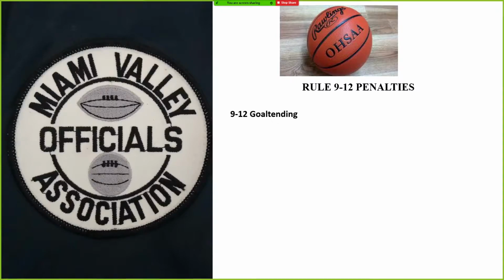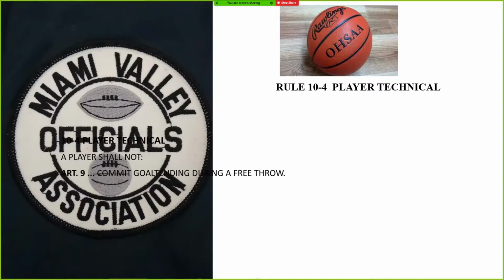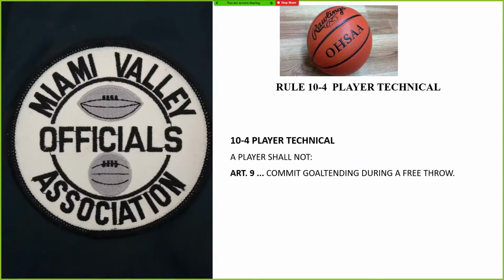In Rule 9-12, goaltending states, a player shall not commit goaltending as in 4-22. In Rule 10-4, player technical states, a player shall not, Article 9, commit goaltending during a free throw. Let's watch the video.